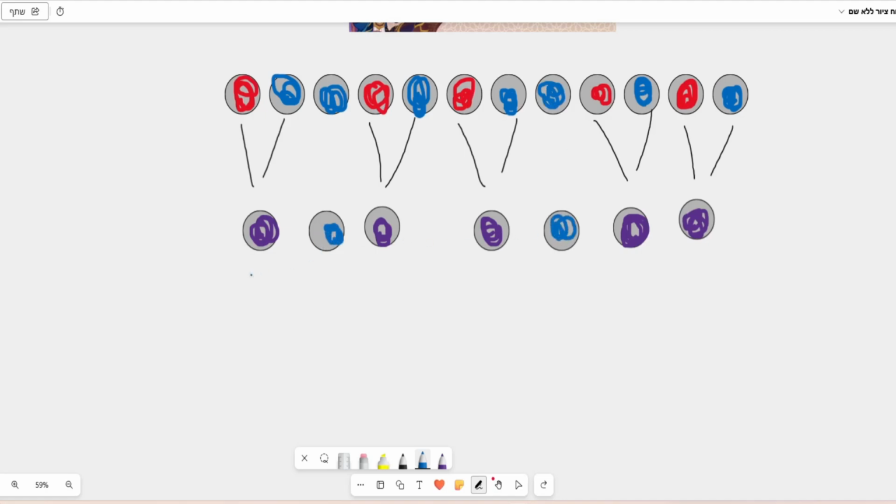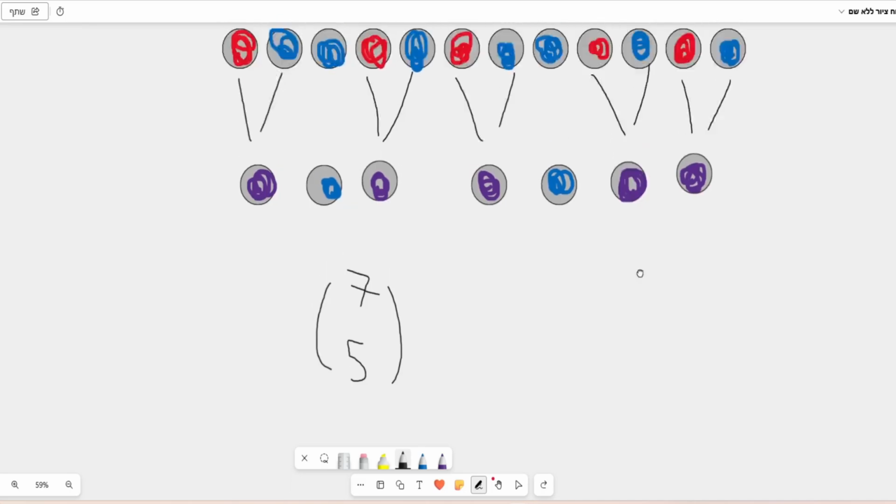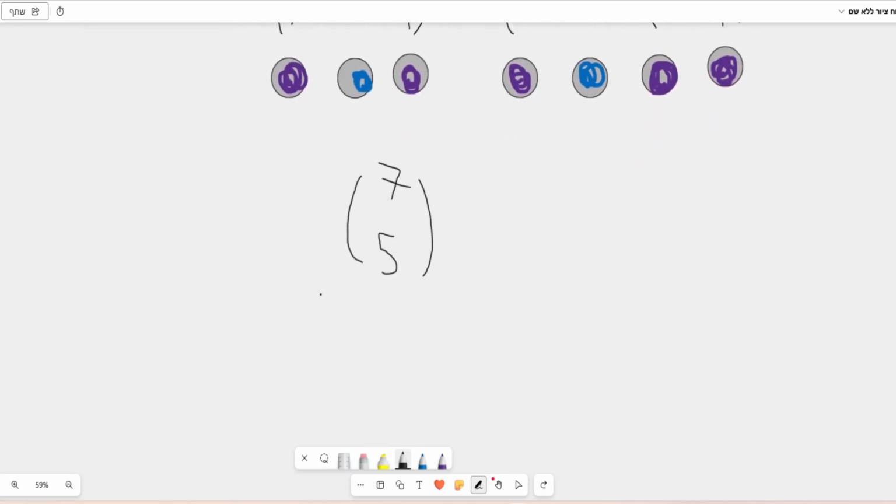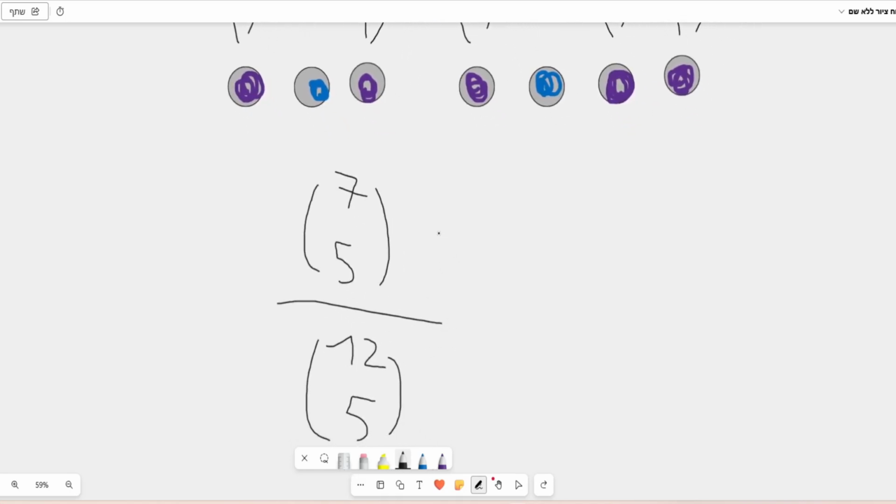In other words, I have 1, 2, 3, 4, 5, 6, 7 different spots, and I want to arrange 5 groups in them. This is just 7 choose 5, right? This is the number of favorable arrangements, and like earlier, this is over 12 choose 5, okay? Plus, because this is just one option, right?